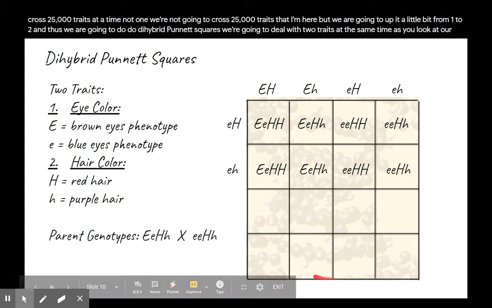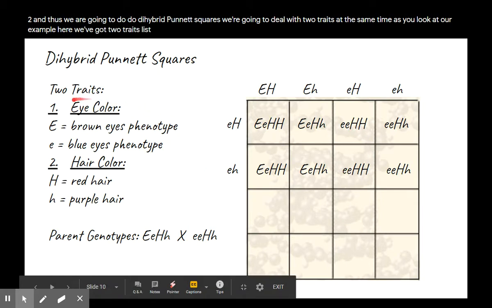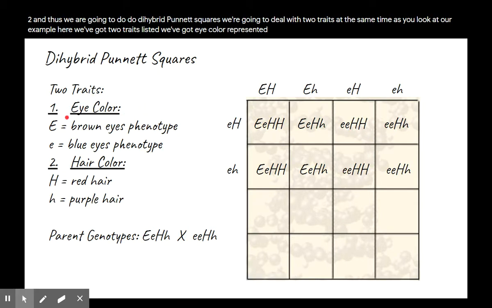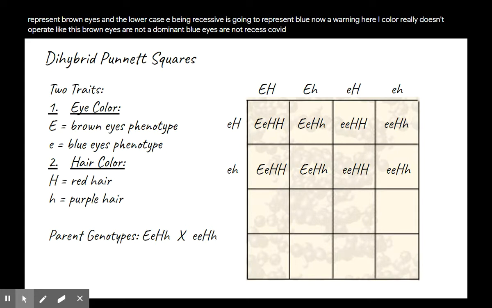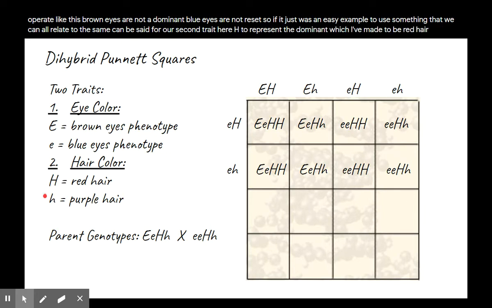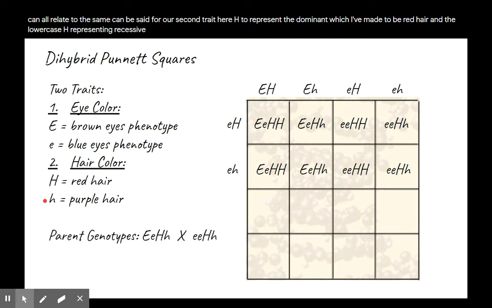As you look at our example here, we've got two traits listed. We've got eye color, represented by the letter E. The capital letter, being dominant, is going to represent brown eyes, and the lowercase e, being recessive, is going to represent blue. Now, a warning here, eye color really doesn't operate like this. Brown eyes are not dominant, blue eyes are not recessive. It just was an easy example to use, something that we can all relate to. The same can be said for our second trait here, hair color. We've got the capital H to represent the dominant, which I've made to be red hair, and the lowercase h representing recessive, which I've made purple hair.